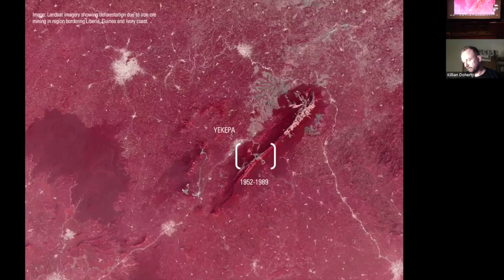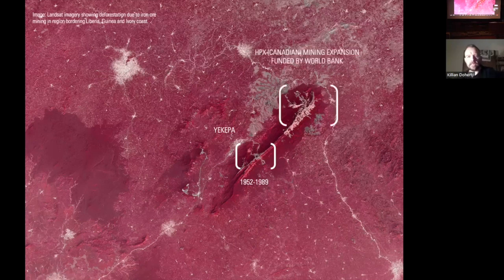here, the mine, and you can see Yekepa is just to the left of that. So then, in what year was it? I think it might have been one or two years, a couple of years ago, the World Bank had given consent to a Canadian mine to explore a new mine.